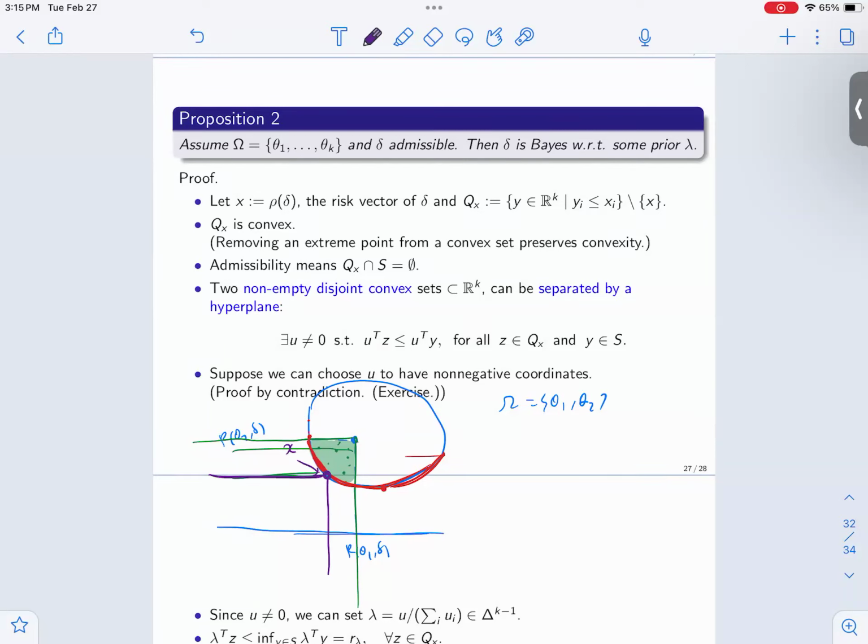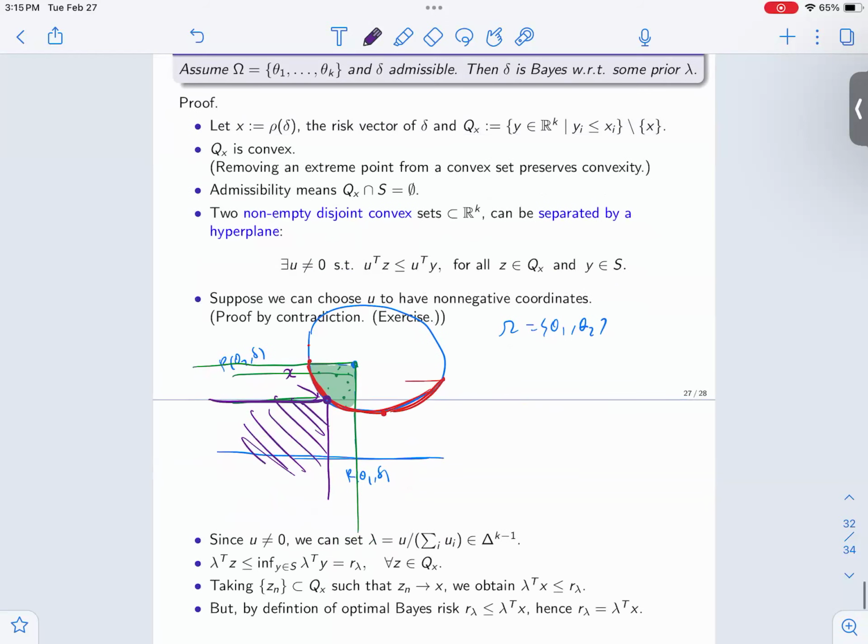We're going to look at this x and all the points that dominate it, and the idea is that I can separate this set from this one. This is a convex set, and this is a convex set, and they are disjoint. By a general result in convex analysis, if I have two disjoint convex sets, then there exists a hyperplane that separates them. You can argue that the coordinates of the normal have to be positive because of the way this sits; otherwise we can resolve it. Once you normalize, it gives you a prior, which lets you say this is a Bayes rule with respect to that prior.